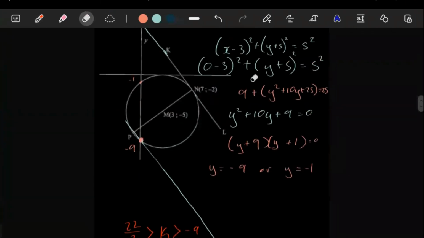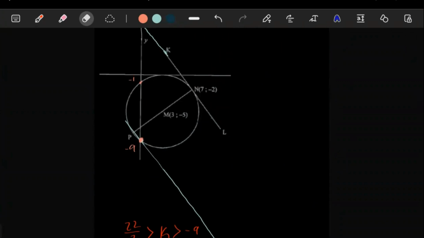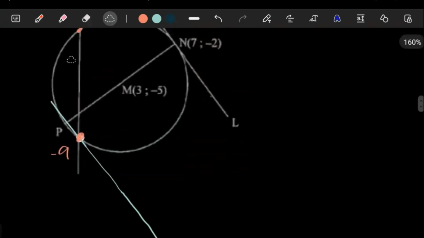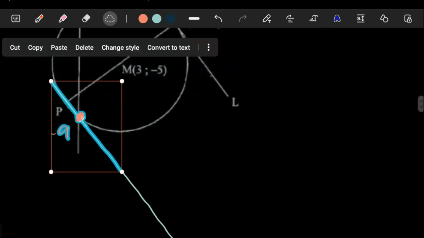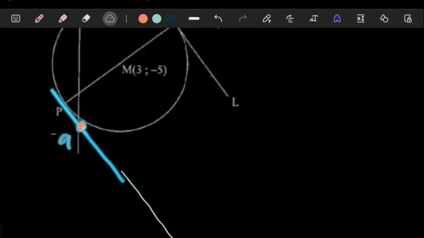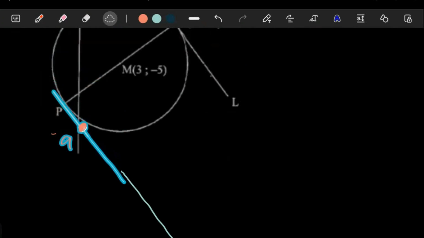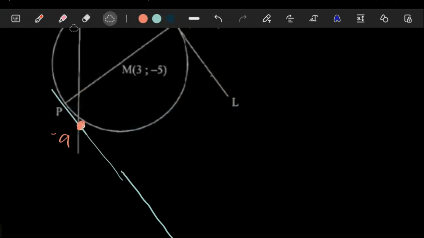Let's go back. No. The reason why this won't work is because if you look at it nicely, this line here, if you look at this particular space, the way it is, this line can still move downwards and still be cutting the circle twice, only until it is a tangent again, you see.